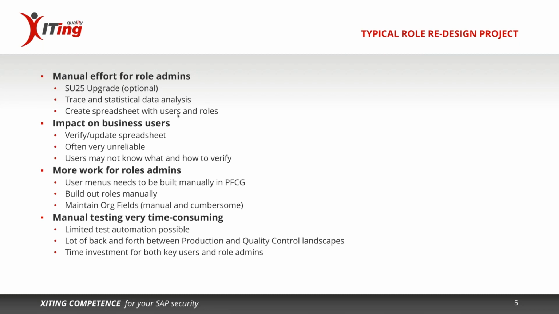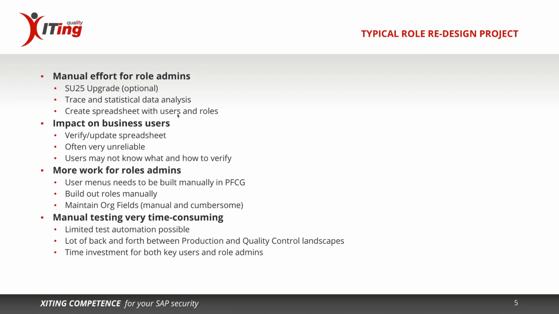Again, a manual effort, of course. You maintain your org fields. You may replicate roles if they are pretty much the same and only differ in org fields, etc. And then comes a very expensive portion or milestone of the project, and that is testing. Typical unit testing in your Q environment, where you create test scripts and run through them. You may again loop in your business to assist with testing, to verify test scripts, etc.